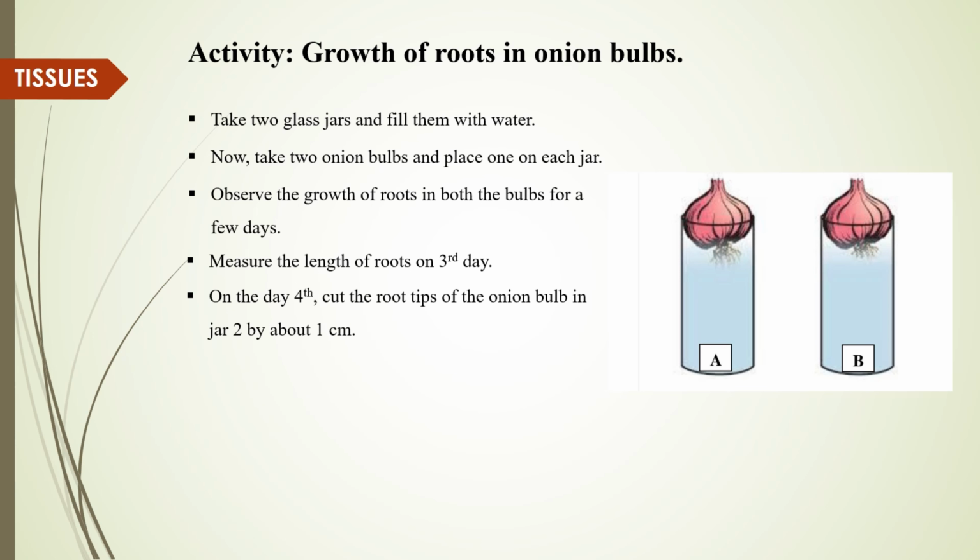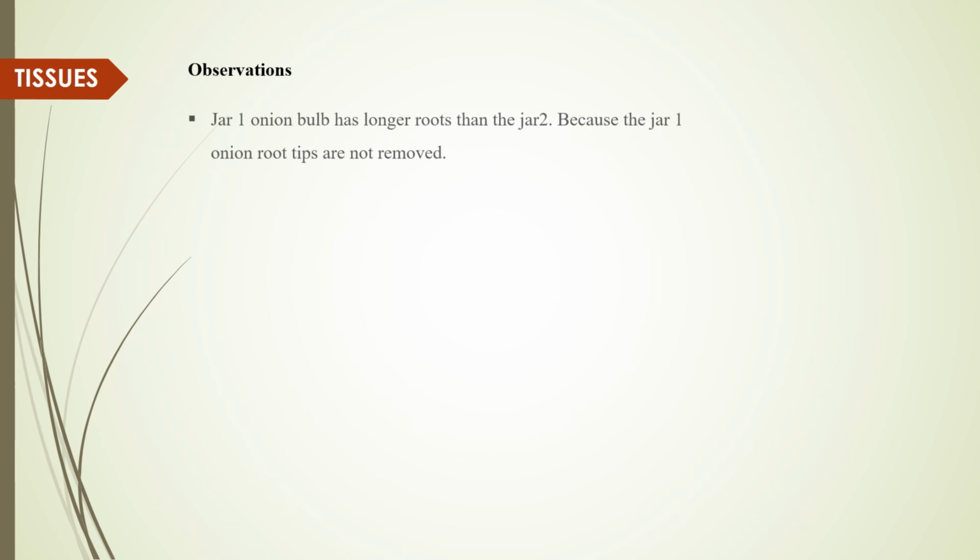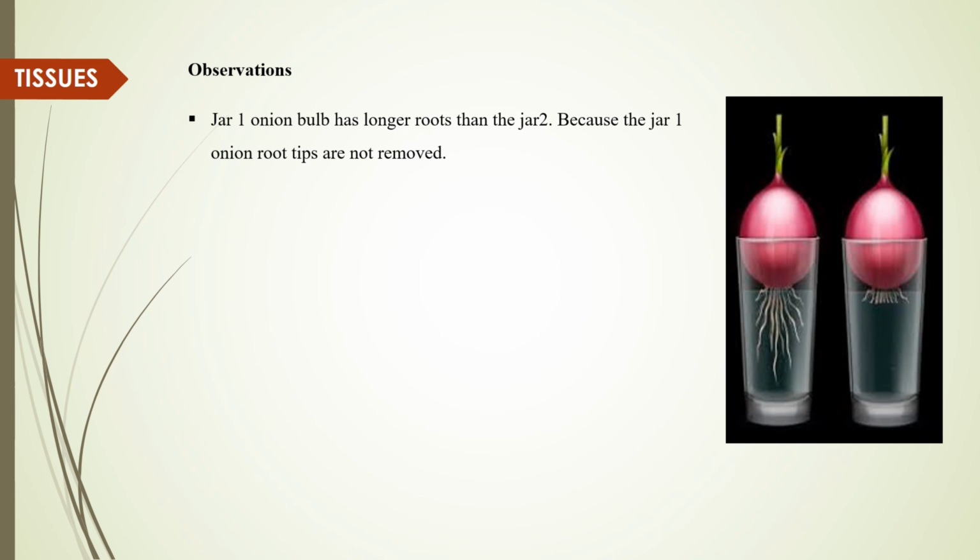On day 4, cut the root tips of the onion bulb in jar 2 by about 1 centimeter. After this, observe the growth of roots in both the jars and measure their lengths after 5 days and record the observations. Observations. Jar 1 onion bulb has longer roots than jar 2 because the jar 1 onion root tips are not removed. The growth of plants occurs only in certain specific regions.